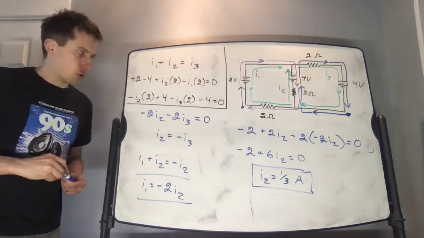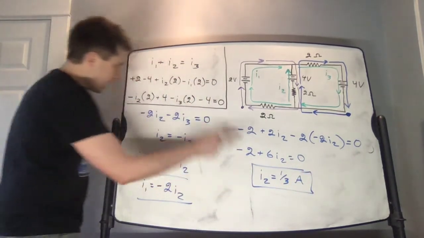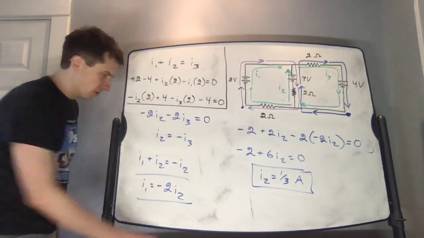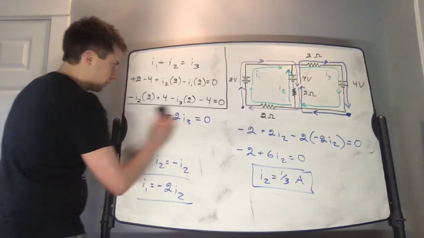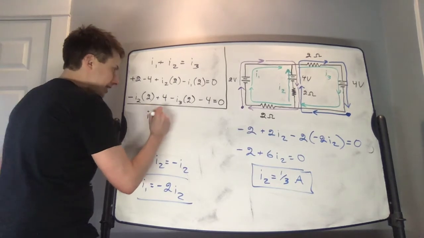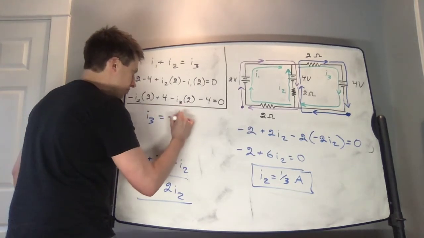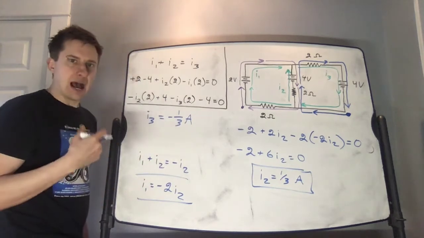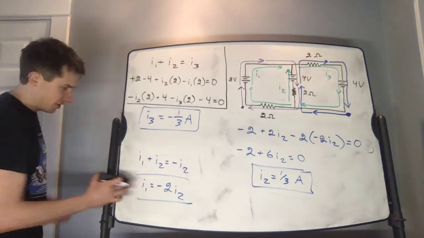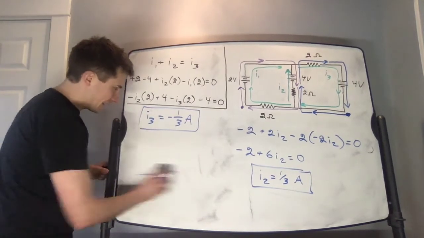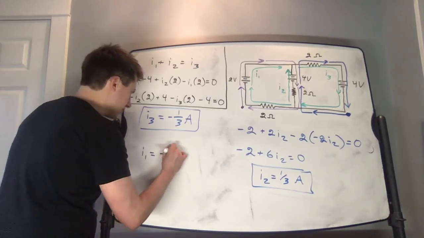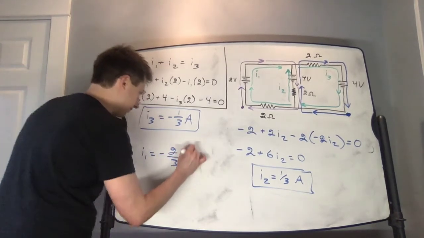Now that we have a result for current I2, I could use this equation and this equation to find currents I1 and I3. Therefore, I could say I3 is equal to negative 1/3 amp from I2 equals negative I3. And from this relationship, I could say that I1 is equal to negative 2/3 amp.